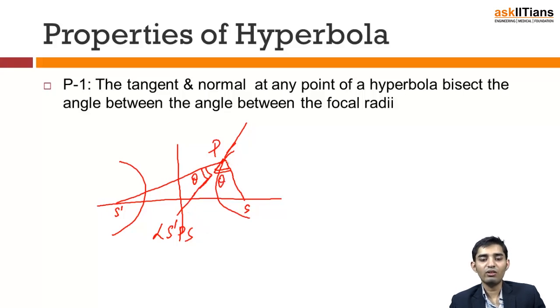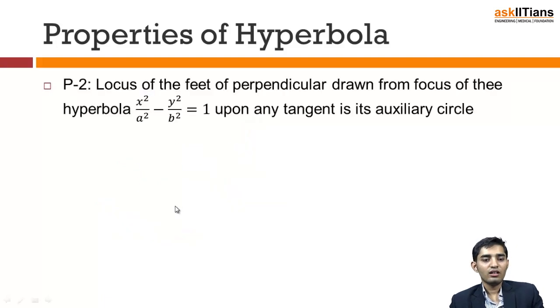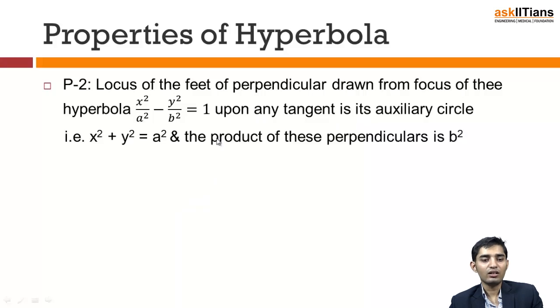And similarly the normal will bisect the external angle. If I draw a normal, this normal will bisect the external angle. So if this angle is alpha, this angle will also be alpha. So tangent bisects internal angle and normal will bisect the external angle. Okay. Now the second property is the locus of foot of perpendiculars drawn from the focus of the hyperbola upon any tangent is its auxiliary circle, right? And this is the equation of auxiliary circle, and the product of these perpendiculars is b square.